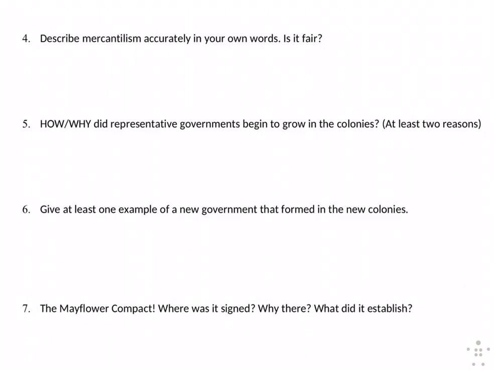Two, Mayflower Compact, 1620, Plymouth, Massachusetts. Before they even step off the ship, and when I say they, I mean the Puritans and the Separatists, before they step off the Mayflower, they decide that they need to come up with some kind of form of a government, some kind of agreement. A compact is like a contract that would help them rule themselves. So that was the very first self-government.